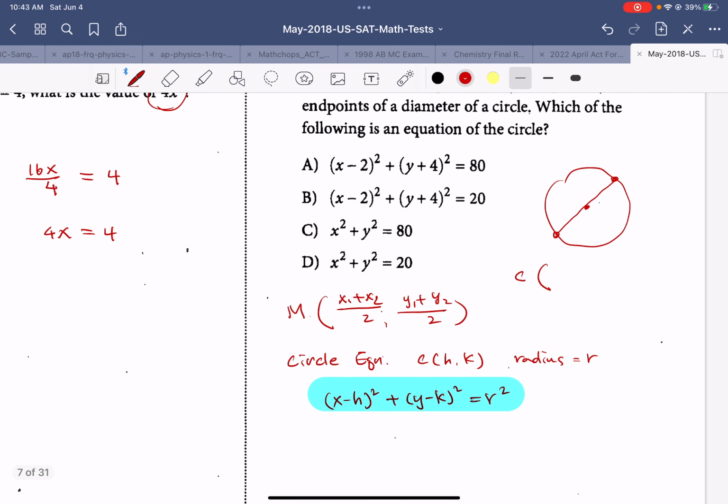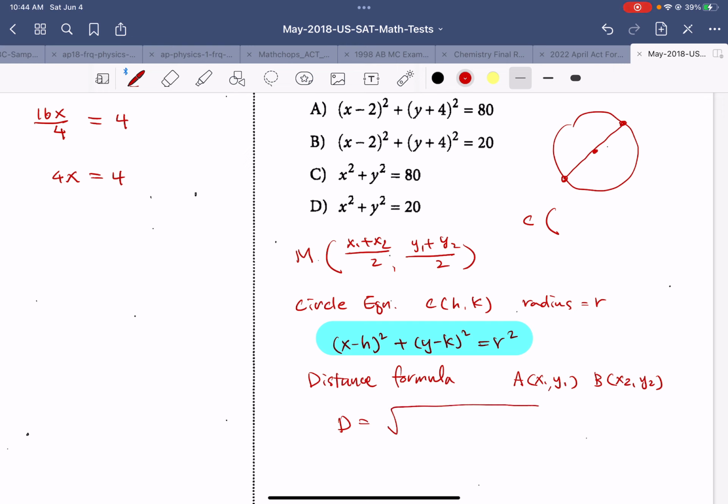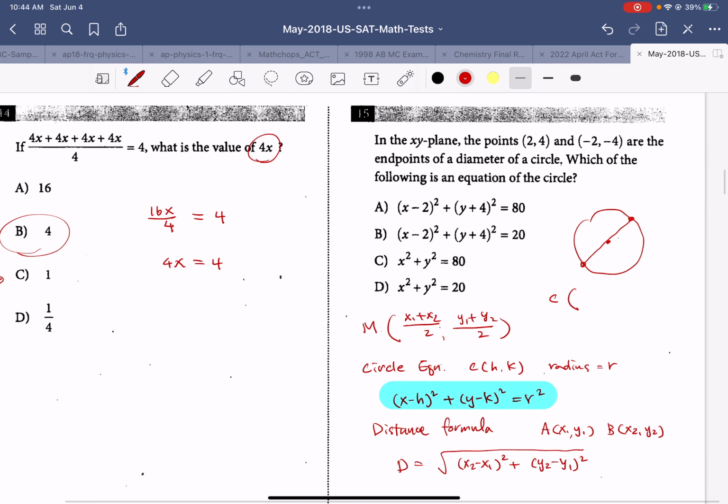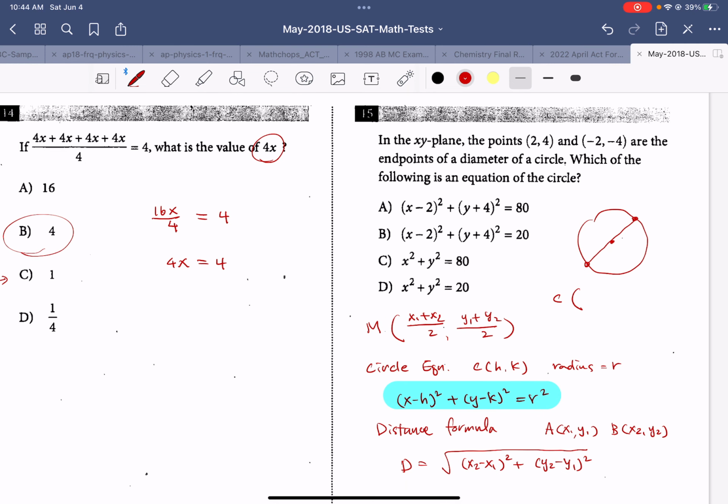So if you have 2 points, A (x1, y1) and B (x2, y2), then the distance will be the square root of (x2 minus x1) squared plus (y2 minus y1) squared. I'm going to use this formula to find the radius of this circle. So let's find the center first using the midpoint formula. So 2 plus negative 2 over 2, comma, 4 plus negative 4 over 2.